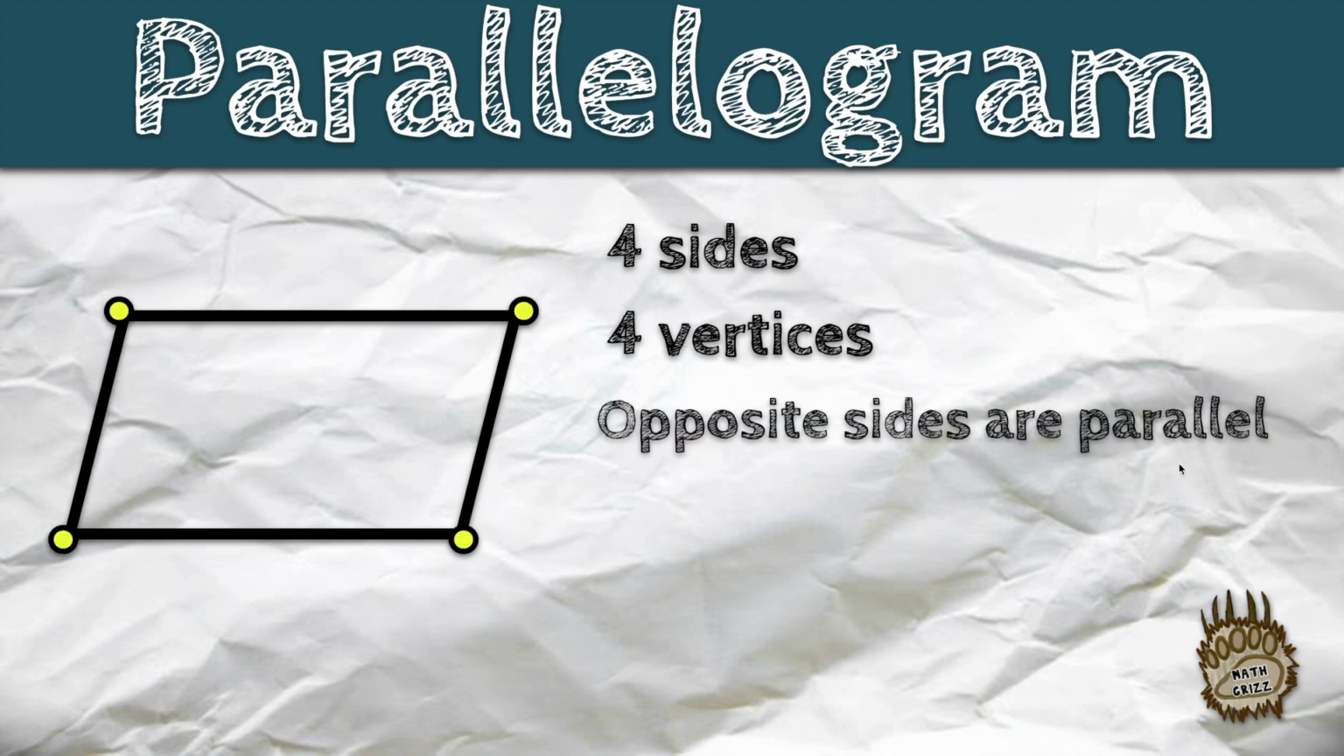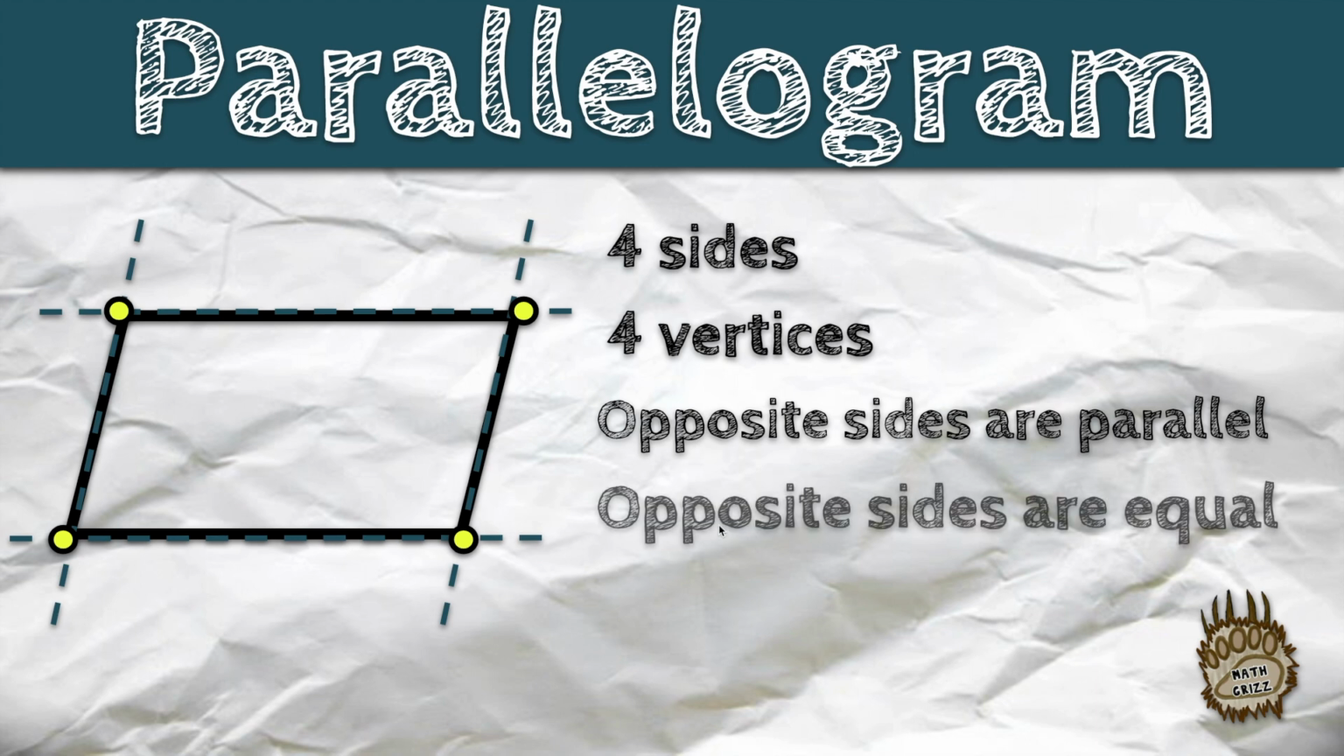Opposite sides are parallel. That means that this side is opposite to this side, and they are parallel. That means they will never intersect. This side and this side are also parallel. They will never intersect if they were to go on forever. Opposite sides are equal. This side is opposite to this side, and they are the same length. This side is opposite to this side, and these are the same length.